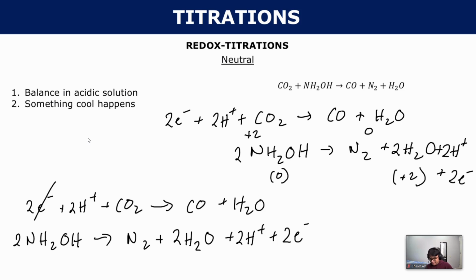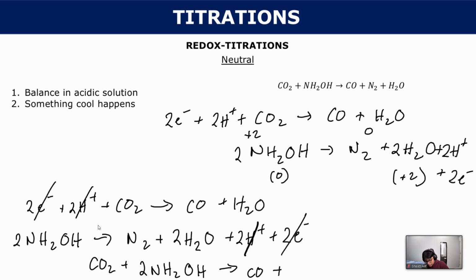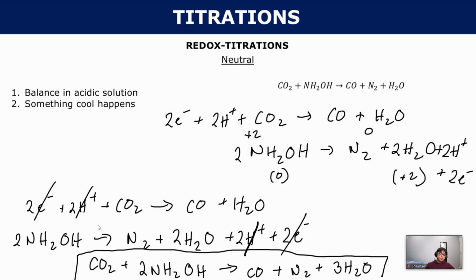And so now we can cancel out the electrons. And the interesting part here is that these also cancel out. Since the hydrogens cancel out, we can just combine them and we will get the final equation: CO2 plus 2NH2OH produces CO plus N2 plus 3 waters. There we go. So again, you just balance an acidic solution and the hydrogens cancel out. Neutral solutions are actually pretty easy to do as long as you know how to balance under acidic solution.